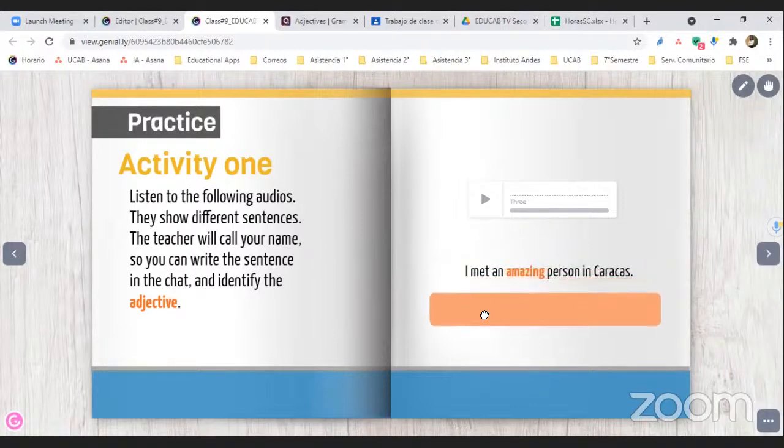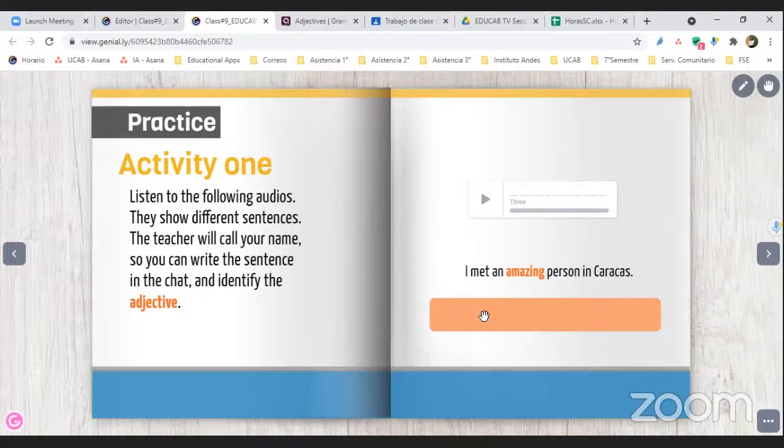Okay. Let's see the answer for this activity. I met an amazing person in Caracas. Okay. I met is not just one word. No, don't put exactly. It is okay. Good job. Okay. You got most of it right.